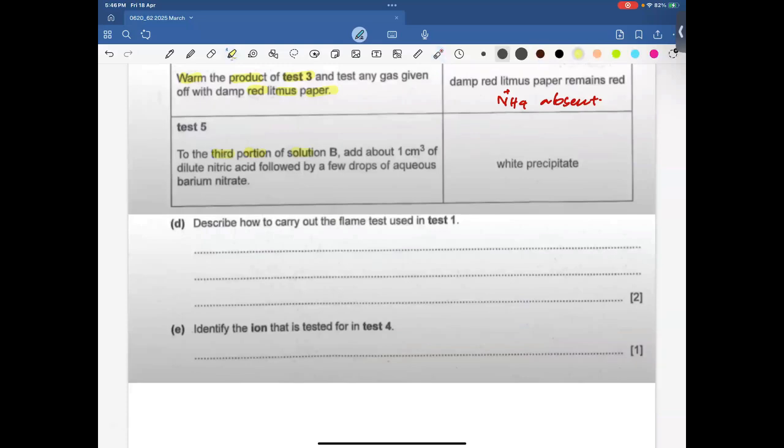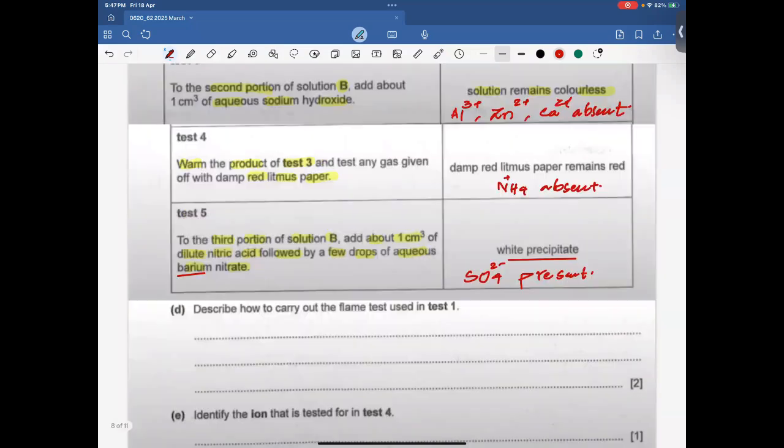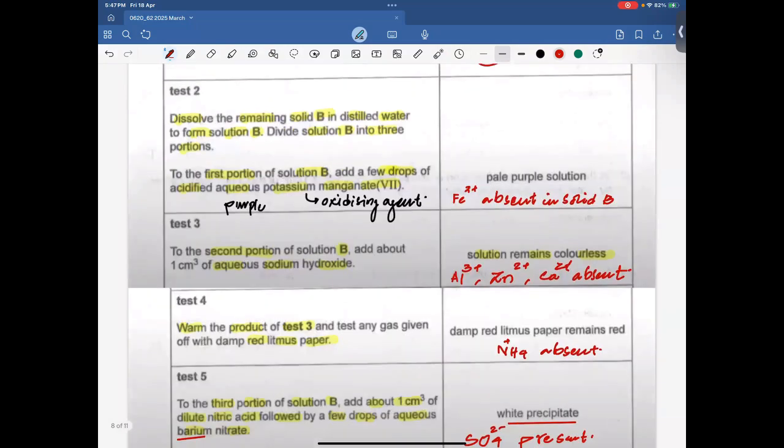To the third portion of solution B, add about 1 cm³ of dilute nitric acid followed by a few drops of aqueous barium nitrate. When we add barium ions and white precipitates are formed, obviously solution B contains sulfate ions. Sulfate ions are present, which means in solid B, we have lithium and sulfate.